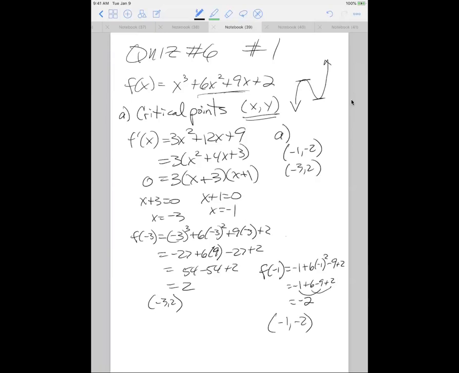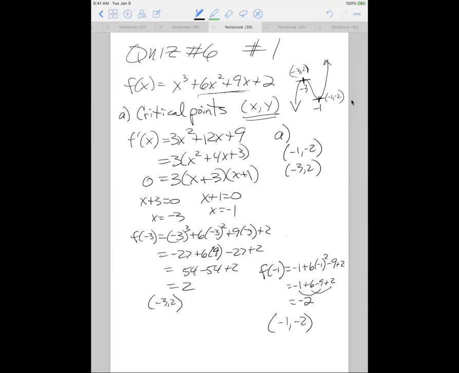Notice it's important to realize here, negative 3 is to the left of negative 1. So negative 3 must be here, and negative 1 must be there. As a result, you can see that this does correspond to the positive y, and this negative 1 corresponds to the negative y. So that makes total sense.